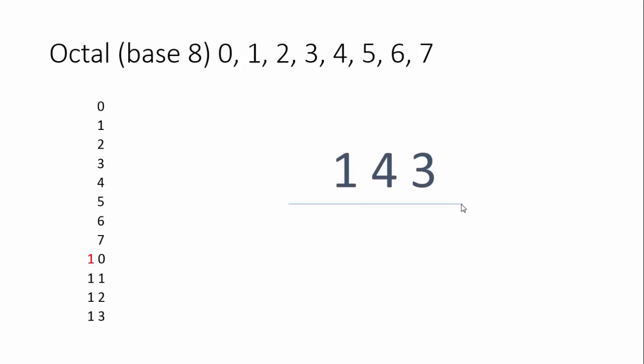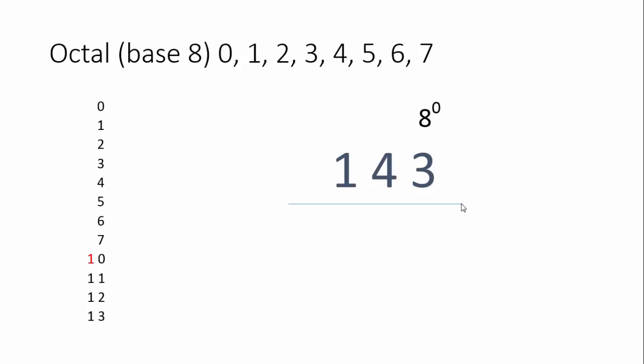Now let's look at base 8 using the same principles. Base 8, we have 8 different digits, 0, 1, 2, 3, 4, 5, 6, 7. So when we've used all of our digits, we have to put 1 in the 8's column and then start back over at 0. So 10 in octal is 8 decimal. 9, 10, 11.